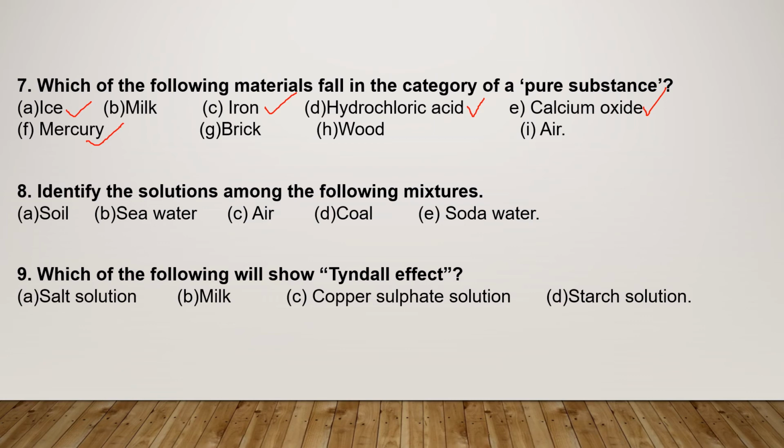Now we will see question number 8. Identify the solutions among the following mixtures. Some mixtures are given, so identify the solution. Soil, seawater, air, coal, soda water. The answer is, solutions are seawater, soda water and air. This question also you can do in your textbook.